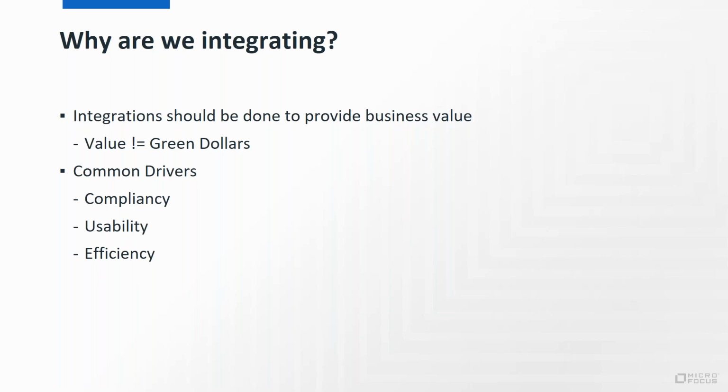Value is a number of different things, and to every organization, it's different. It could be that the usability of the system is value, because more users are going to utilize that system more effectively and more efficiently. Compliance. So if I'm having to manually type in a value today, what happens if I mistype that value?